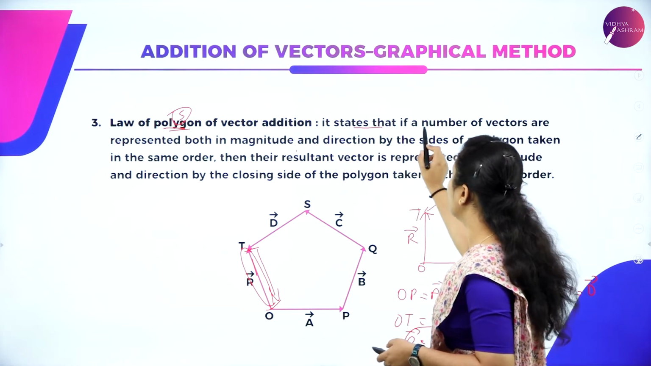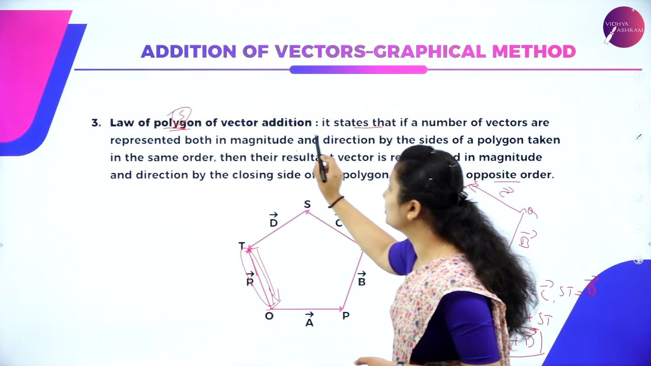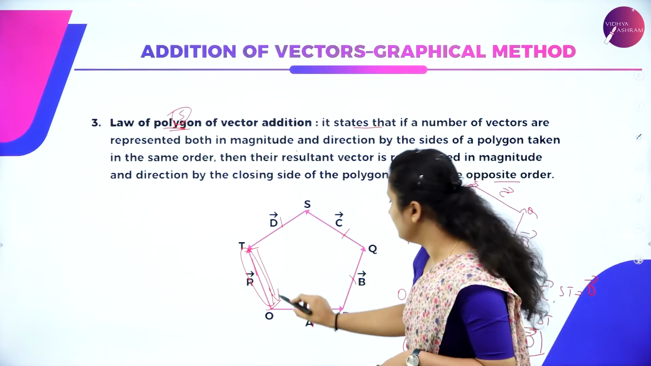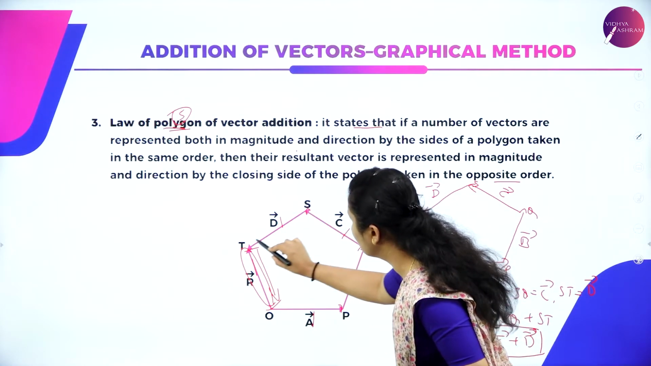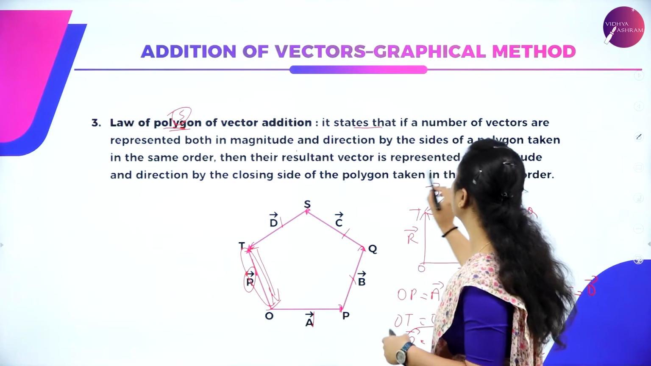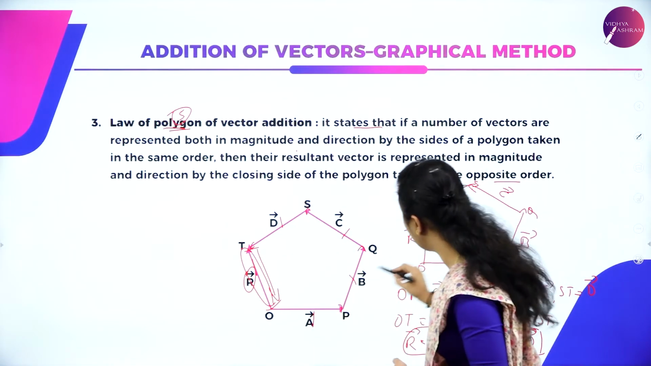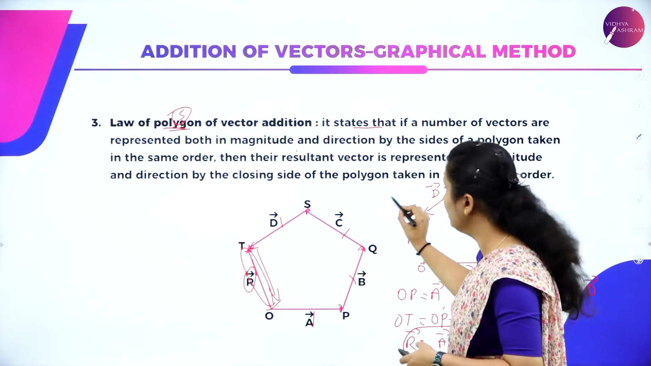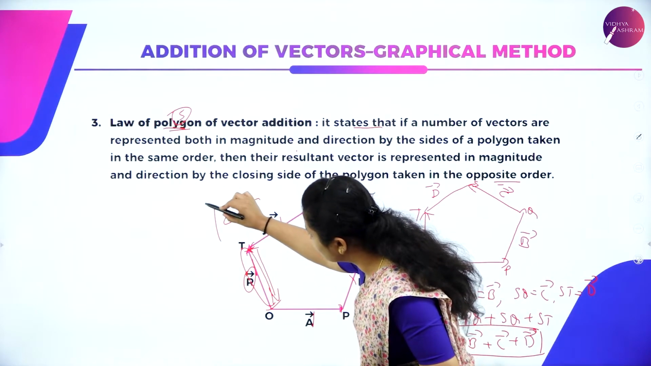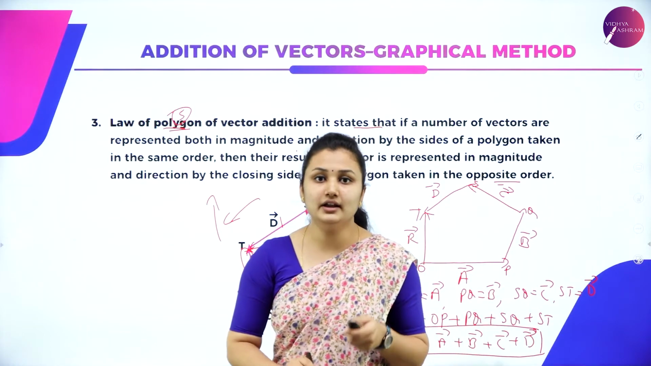So it states that if the number of vectors are represented both in magnitude and direction by the sides of the polygon, taken in same order, then the resultant vector is represented in magnitude and direction by the closing side of the polygon, taken in opposite direction. So this is your law of polygon of vector addition.